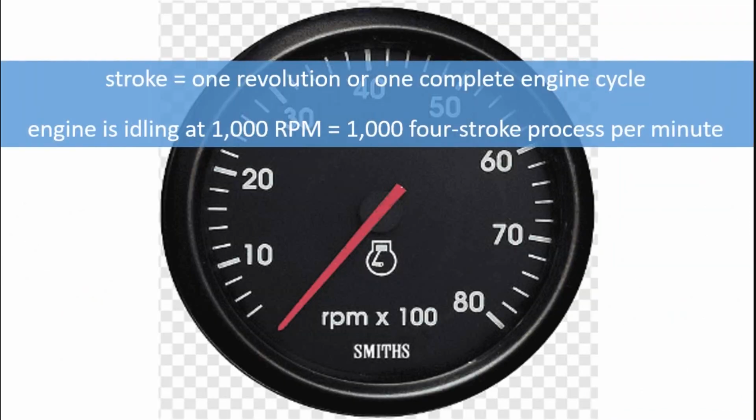The stroke is considered 1 revolution, so when you hear the term revolutions per minute, this means that it's 1 complete engine cycle, or 4 individual strokes per revolution. So, when an engine is idling at 1000 RPM, it means that your engine completes the 4-stroke process 1000 times per minute, or about 16 times per second.